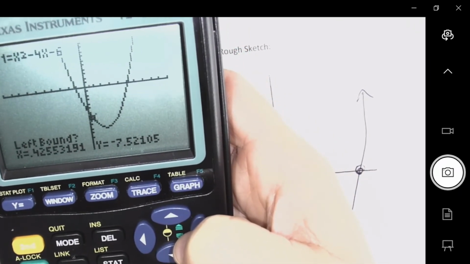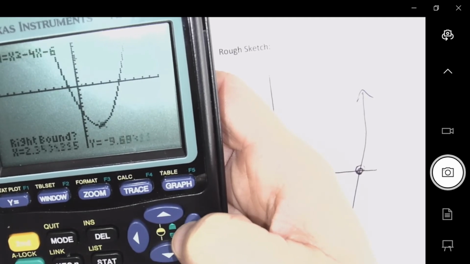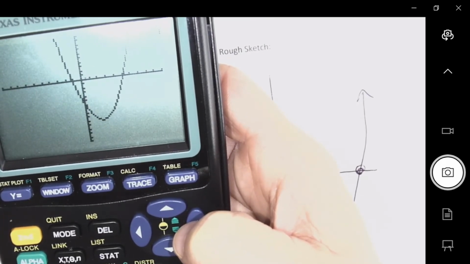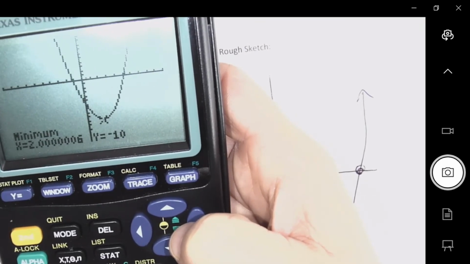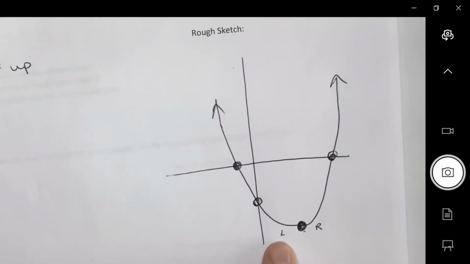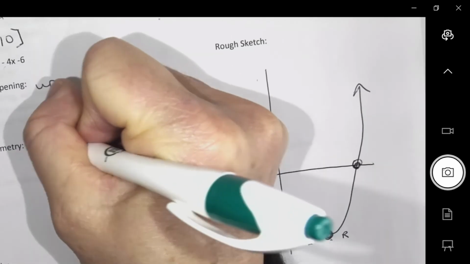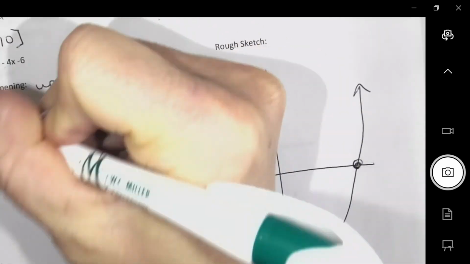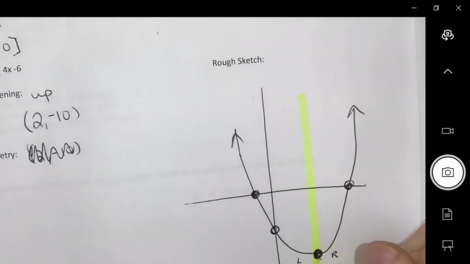Your mouse needs to be on the left-hand side of it. Enter. Move right. Enter. Enter. 2, -10. So here's kind of what I did. I moved left of it, right of it, and then I got it. So 2, -10.